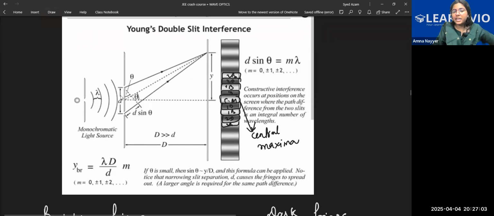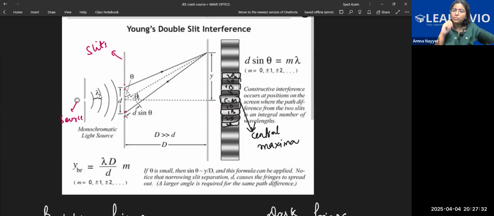Now the separation between the slits is taken as small d. Small d is the separation between the slits. The formula part we'll do here, but first you need to understand what these are. These are basically the slits. These are the two slits, one here from where the wave is going and one here from where the wave is going. This is the source, a monochromatic light source.